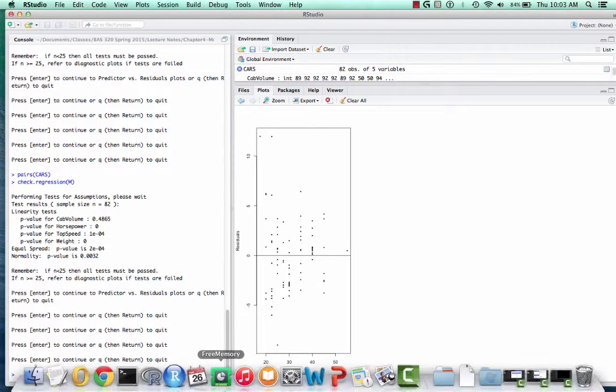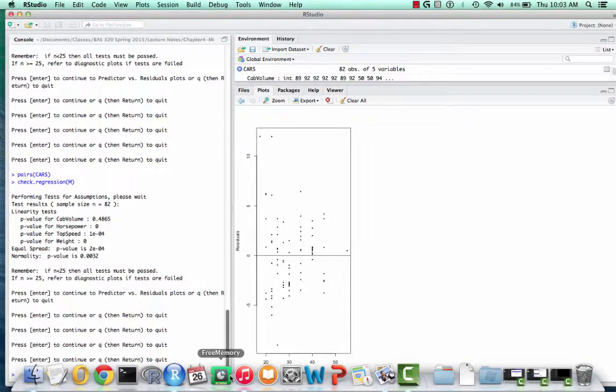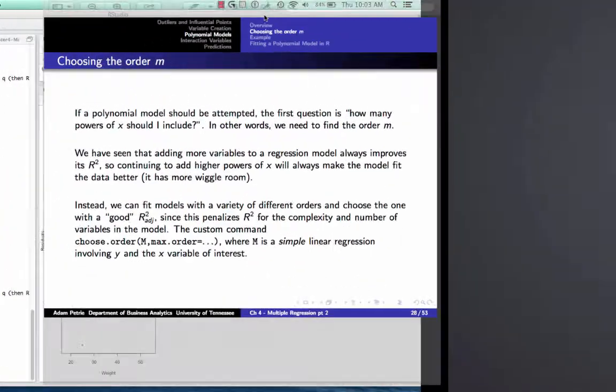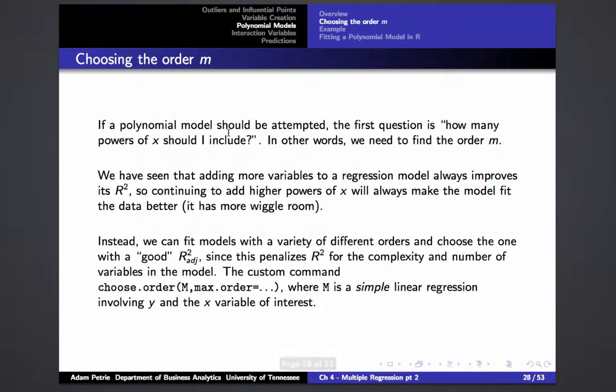So this stuff actually does happen in the real world. Sometimes there are curved relationships, and fitting a polynomial model with those predictors can be the solution. But the question that we need to answer is, how many powers of x should I really be including? Do I need x squared, x cubed? What is the order of my polynomial model that I should be fitting? The highest power of x in my model. So how do we determine this?